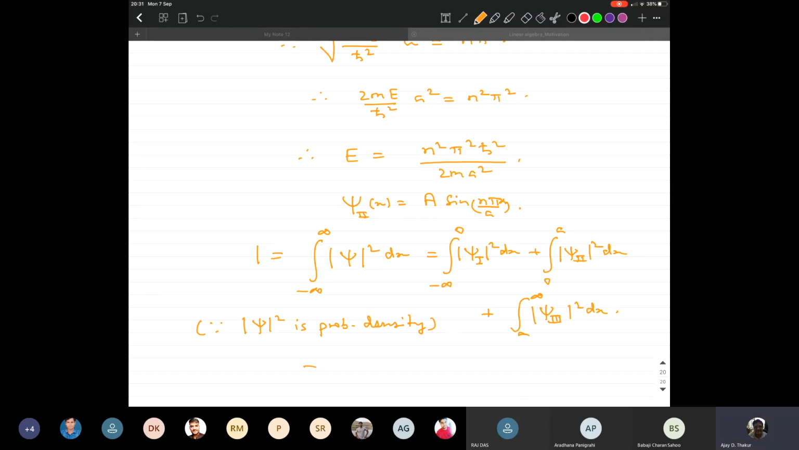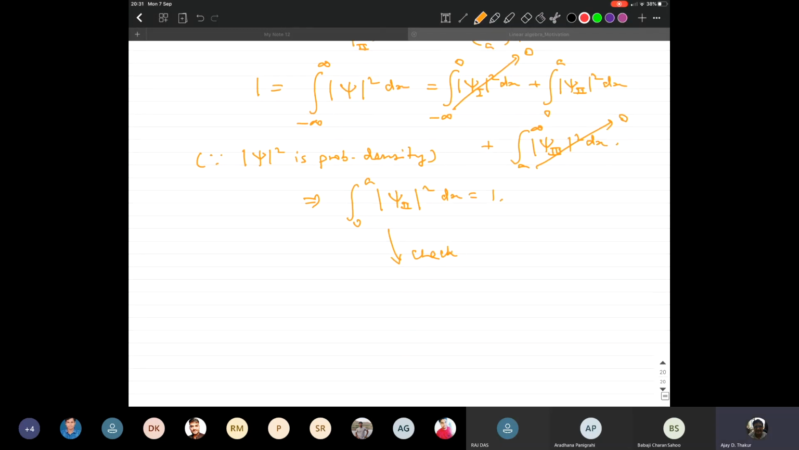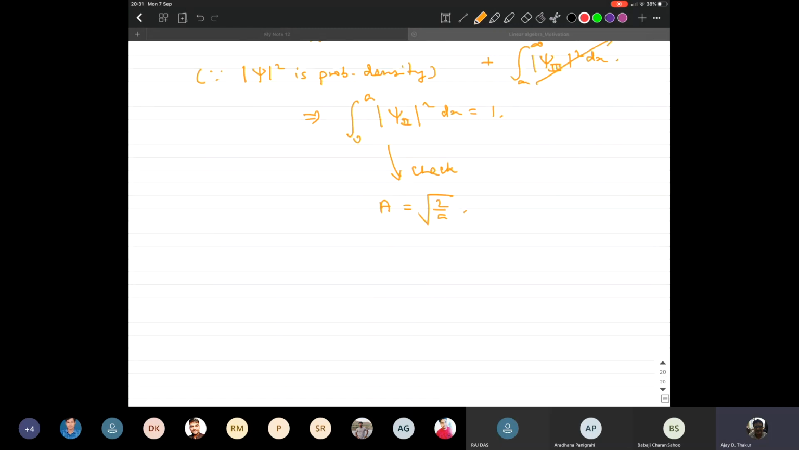Right, so this implies that, because this quantity is anyway 0, and this quantity is anyway 0, because psi 1 and psi 3 are respectively 0 in region 1 and 3, this simply implies that the integral from 0 to a of mod psi 2 square dx equals 1. You can check that for the given definition of psi 2 which we obtained, this will imply A equals root over 2 by a. So we end up with psi 2 of x equals root 2 by a sine n pi x by a.